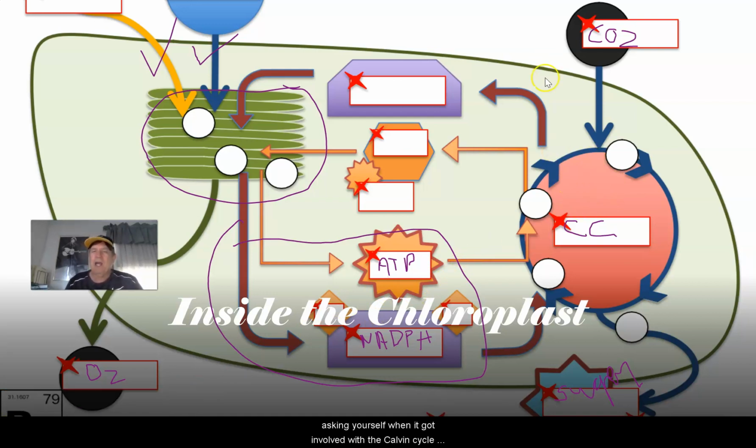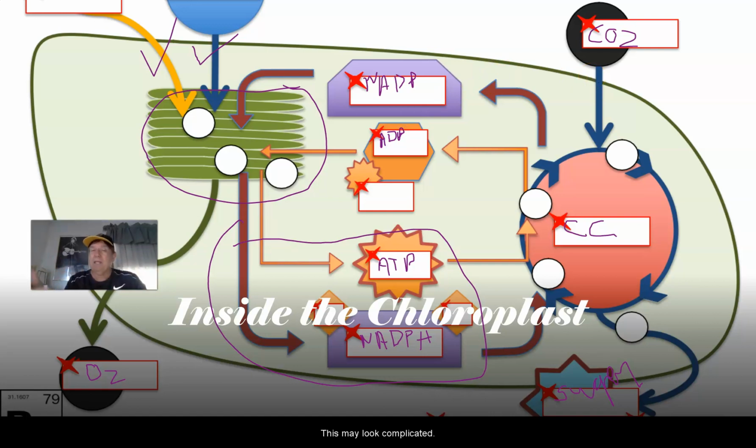When it got involved with the Calvin cycle, well, it got depleted. Now, the NADPH is just simply NADP, okay? And now the ATP has become ADP, adenosine diphosphate. So that's what goes on in the chloroplast.